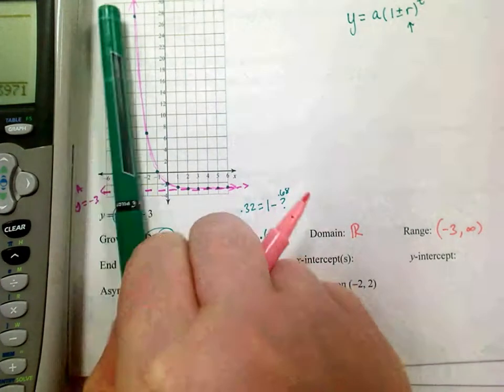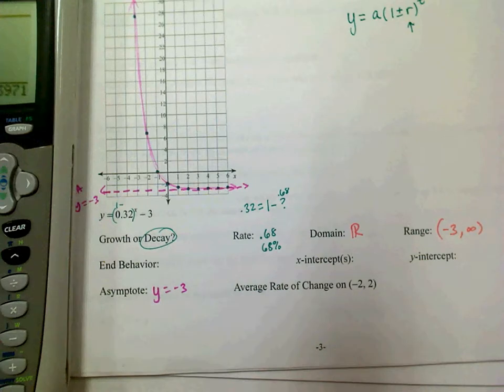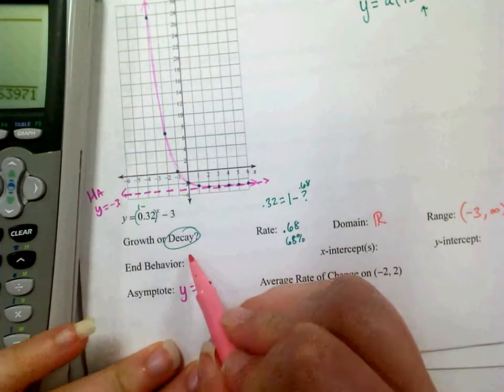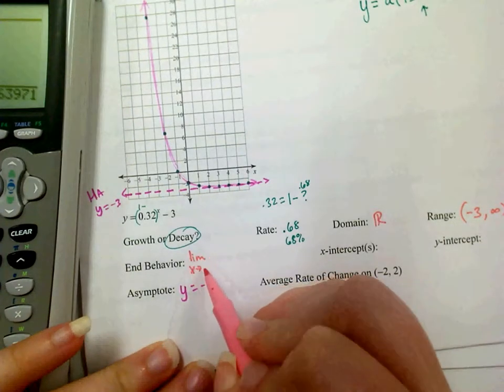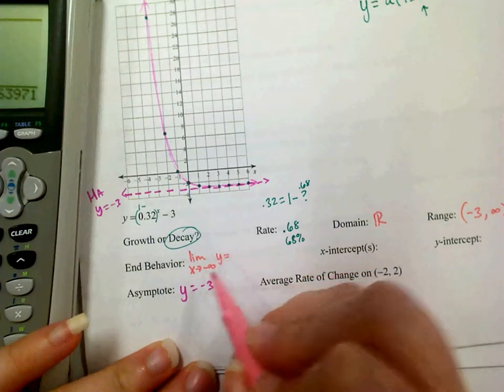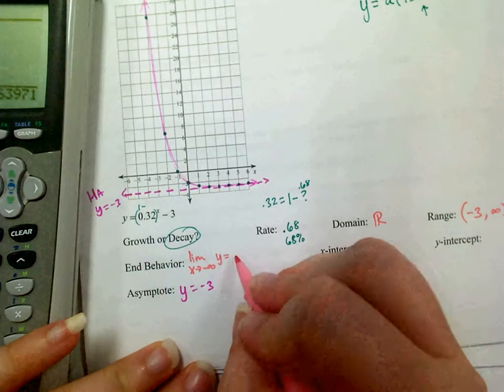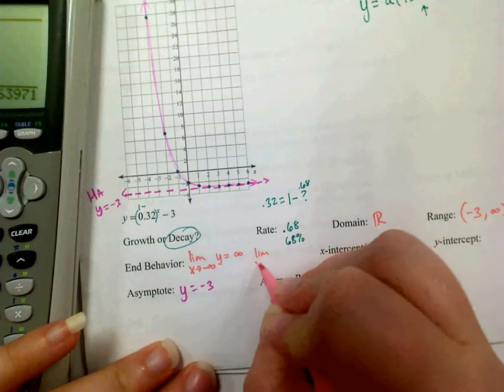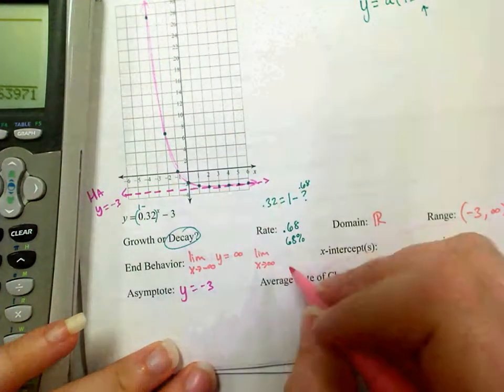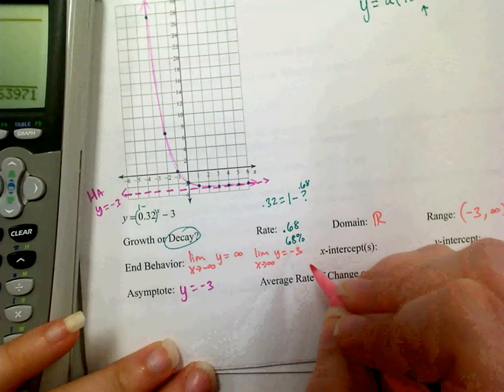The end behavior is a little bit more interesting. When you go left, the function is going up to positive infinity. But when you go right, you're actually just leveling off to negative 3. And so there's my end behavior.